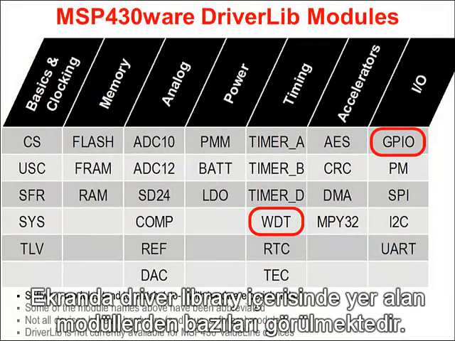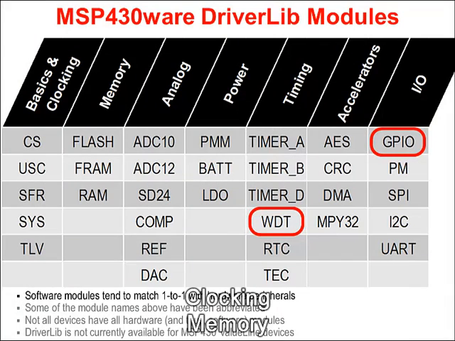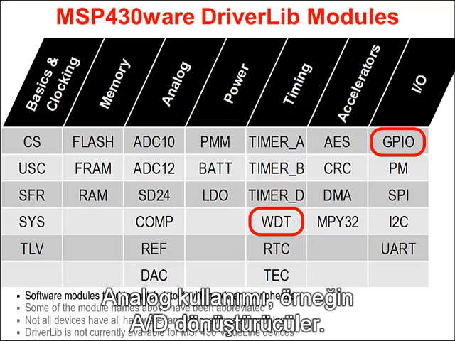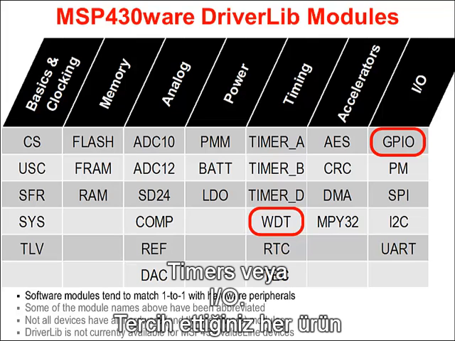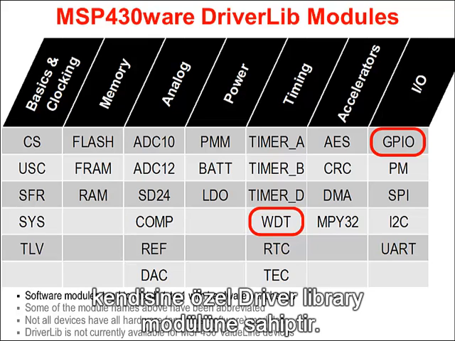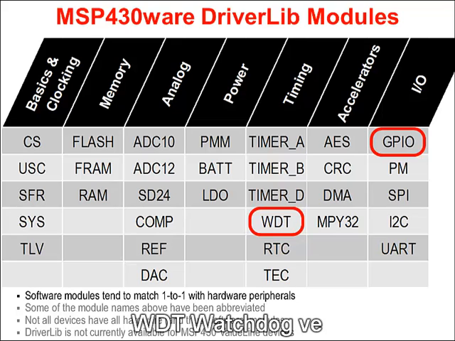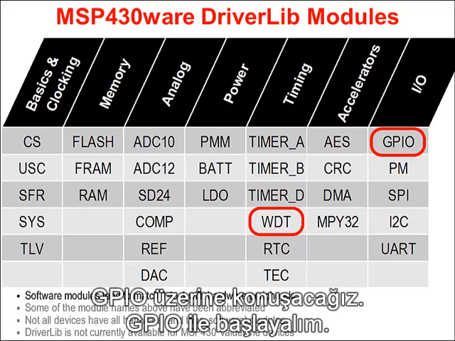So here's a quick snapshot of a number of the modules that are in driver library. Whether you're talking about clocking or memory, analog using, for example, A to D converters, timers, or I/O, just about every peripheral has its own driver library module. The ones that we're going to be talking about here in this chapter are the WDT, the watchdog, and the GPIO.